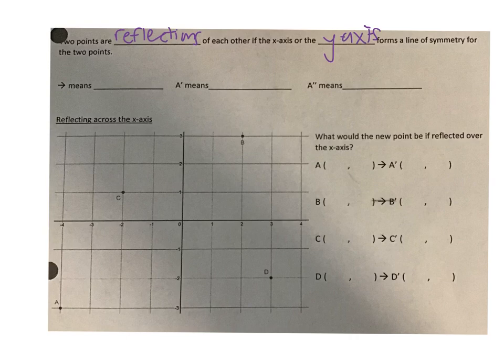So this arrow means reflect. And then sometimes you'll see the A with a little apostrophe, and that means A prime. A prime just means the new point. So after it's been reflected, that's the new point. And then A with the 2 apostrophes is called A double prime, meaning it's been reflected over twice. So this is going to be A double prime.